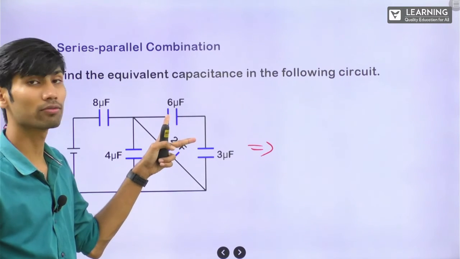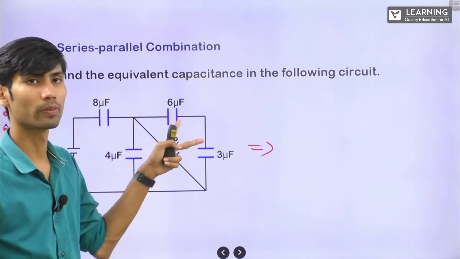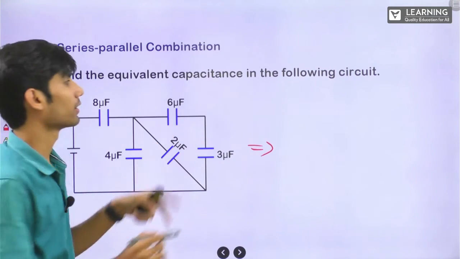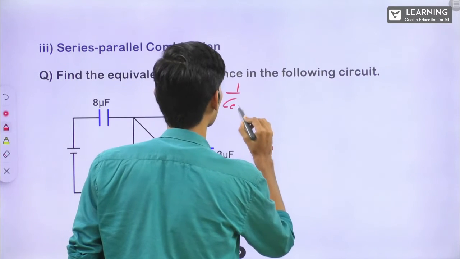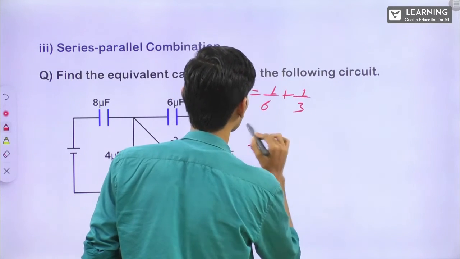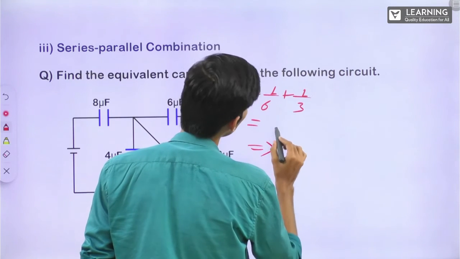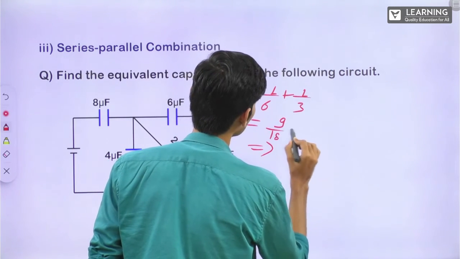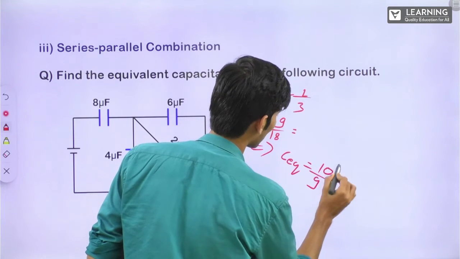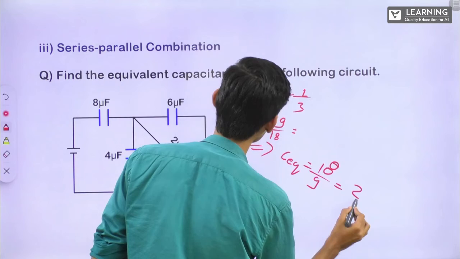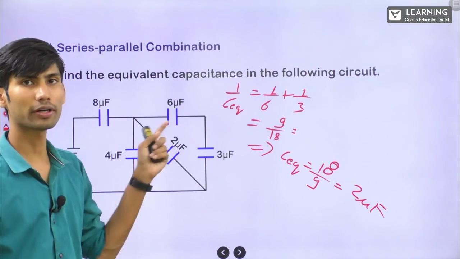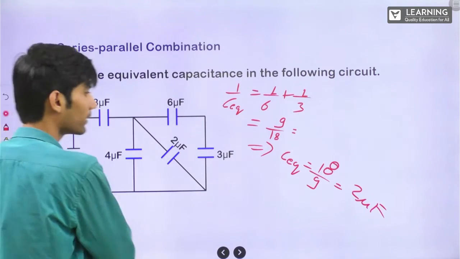These two, if we will solve, what is the equivalent capacitance of these two? Series. 1 by 6 plus 1 by 3. 1 upon C equivalent is equal to 1 by 6 plus 1 by 3. That is equal to 3 plus 6, 9 by 18. So C equivalent will come as 18 by 9. 18 by 9, that is 2 microfarad, correct? These two I can take out and replace with one capacitor of 2 microfarad.